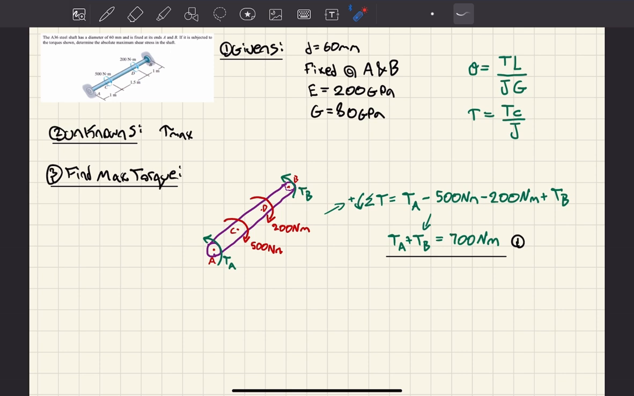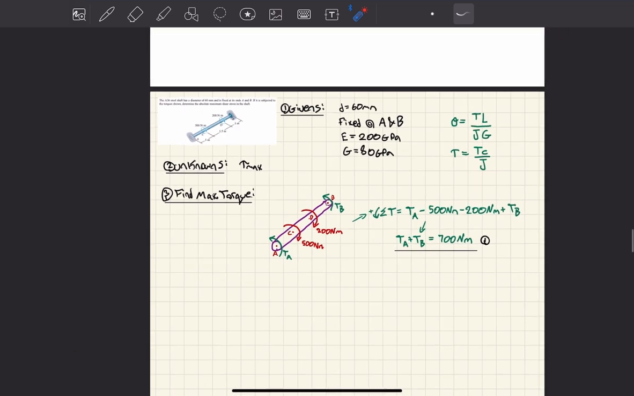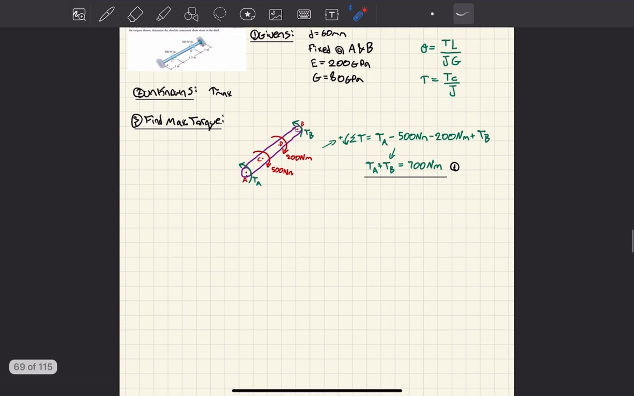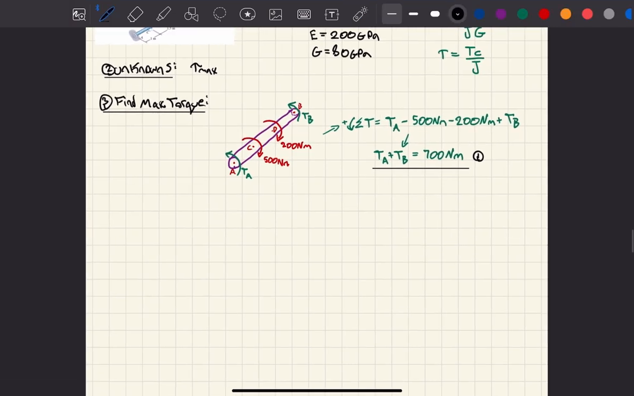But anyway, we need to find these two unknowns, but we only have one equation. We need another linearly independent equation to solve for our unknowns. And how we're going to do that is we're going to use deformation analysis, right? So deformation analysis. It's a statically indeterminate problem. Deformation analysis.